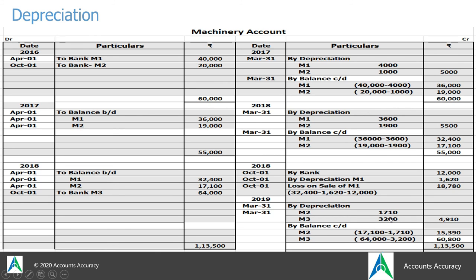Now the total of both depreciations would be 4,910, which would be written in the final column. At last you calculate the balances of the remaining two machines which were not sold, by deducting the depreciation from the balance. That means 17,100 minus 1,710 gives 15,390. And when we deduct this 3,200 from 64,000, we get 60,800. So these are the balances left for the remaining two machines: machine 2, 15,390 and machine 3, 60,800.